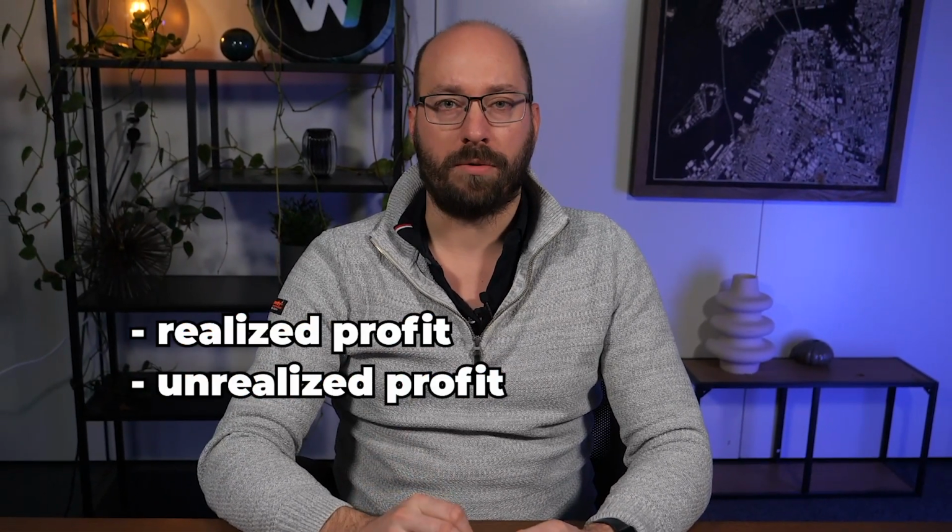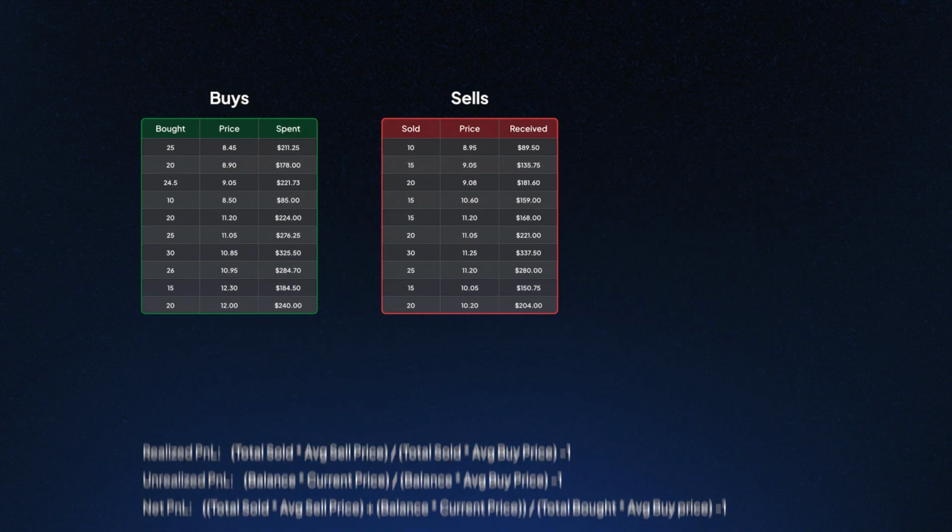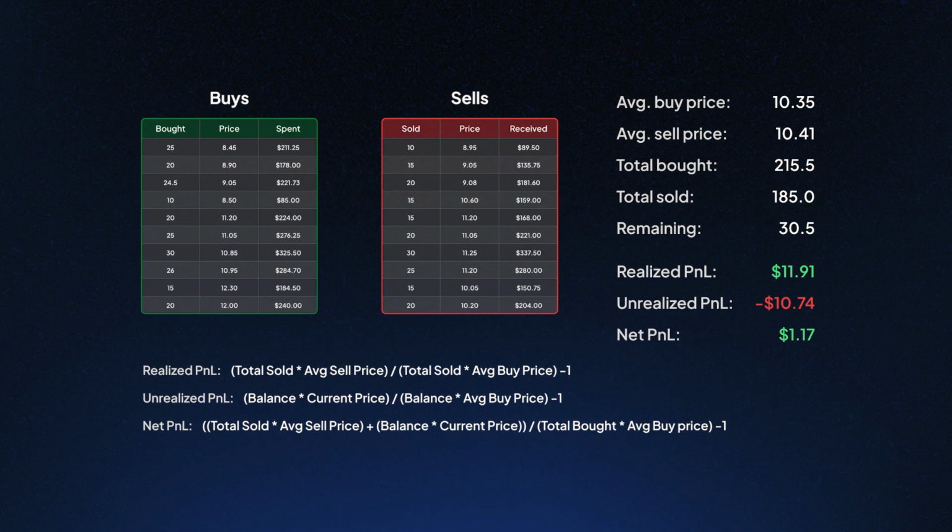Plus, you need to calculate your realized profit, your unrealized profit, and your total profit. So why is Altrady's break-even calculation better? You could use an Excel sheet to track all this data, but it's time-consuming, error-prone, and cumbersome, especially if you trade in multiple markets. So that's where Altrady comes in.